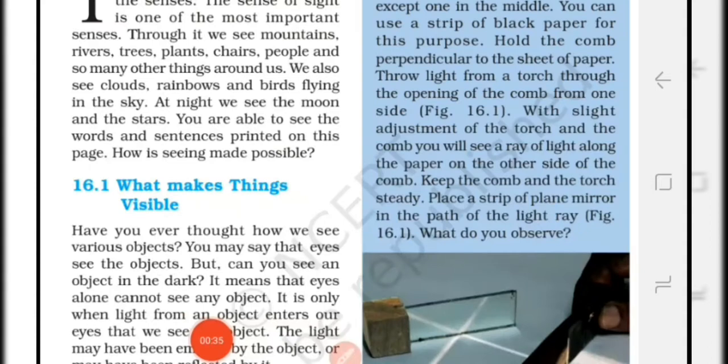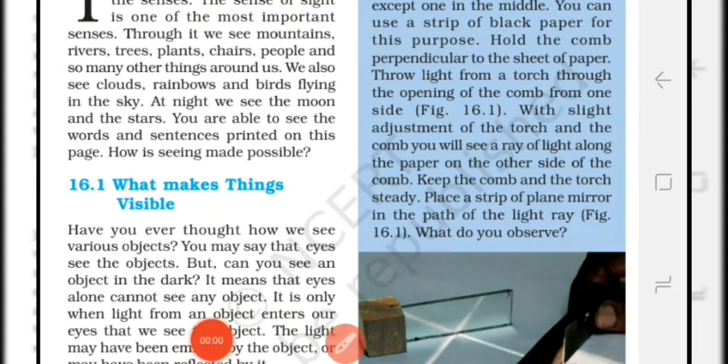We can say that eyes see the things, but we cannot see the things in a dark room. It means that eyes alone cannot see the objects. We need a source of light to make the objects visible. Okay students? It means it is only possible when the light coming from an object enters our eyes, through which we can see the objects. Okay? Therefore, it is the light which makes the things visible to us.